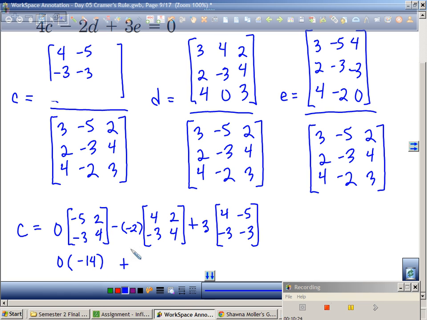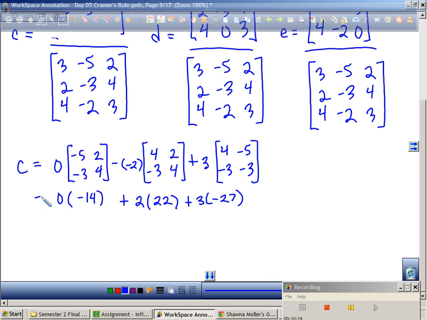But yes, it is just 0. Plus 16 plus 6, 22. So plus 2 times 22. And -12 plus 15. -12 minus 15 is -27. So plus 3 times -27. Is that right? Equals? Yes.